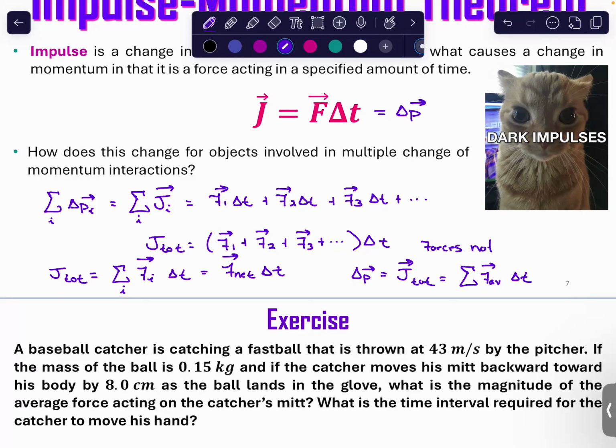Or like, hold on, I'll show you. All these nerds showing up from Florida. Yeah, this is particularly for a system where the forces are not constant.